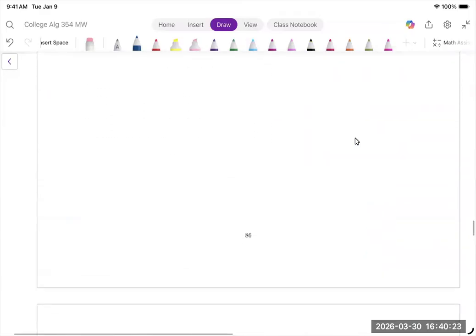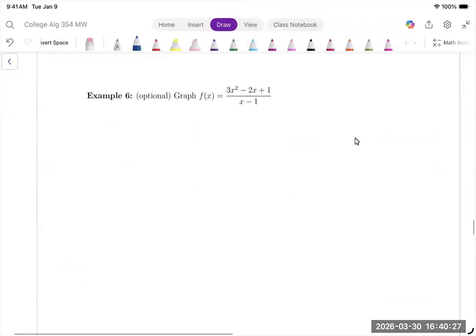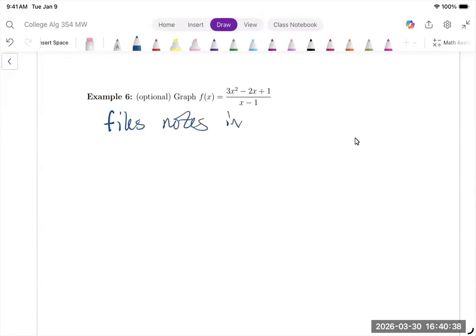And optional, for sake of time we'll skip over it, but it is in the files. I believe it's in files, notes, in Canvas. You can just graph it. You can practice and then graph it for yourself to double check.